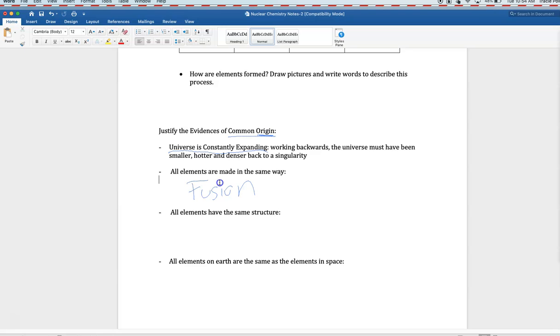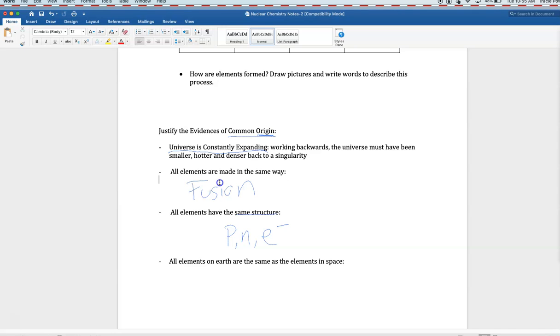Another one is that all elements have the same structure. So since all elements are made out of protons, neutrons, and electrons, that means that all of our matter, all of the stuff that we are made up of, is made up the same way. And if we're all made up the same way, we probably had a common origin, or an origin that we all came from.